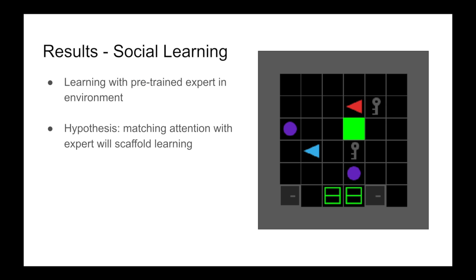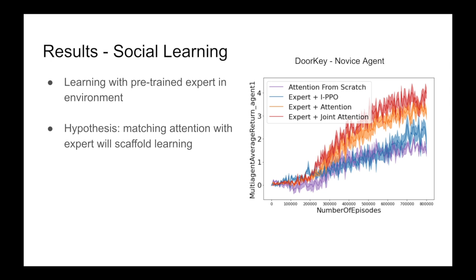Another interesting result is that matching attention with an expert can improve learning. So we have a complex multi-step task that each agent must complete independently. But in this situation, focusing on what the expert focuses on can improve learning speed, since it again filters out the irrelevant parts of the environment.